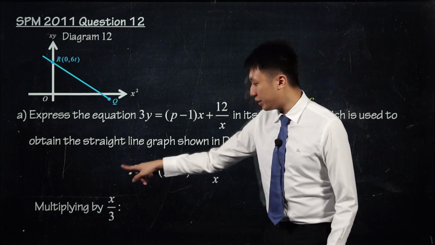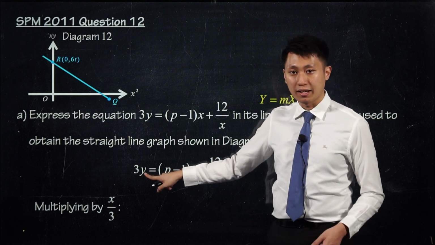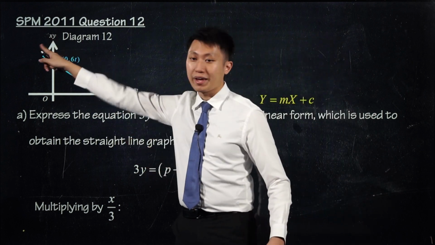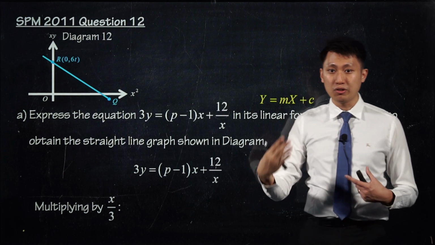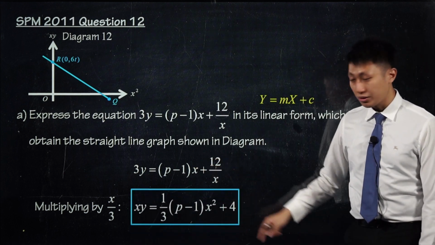If you can't do it so fast, first you divide by 3, then you see a y here. If you want to make it xy, you multiply by x. So you can do it in 2 steps. Okay, so you get this one.